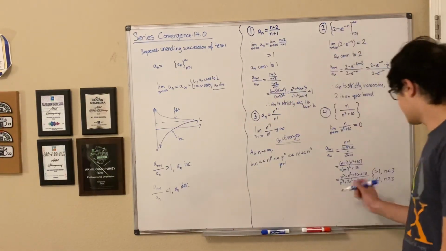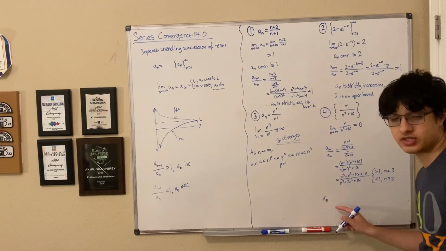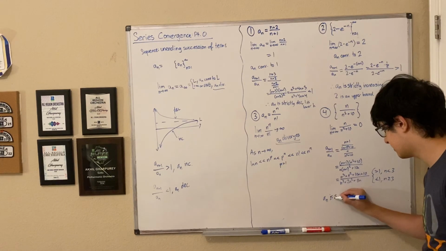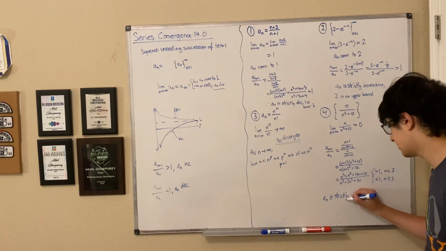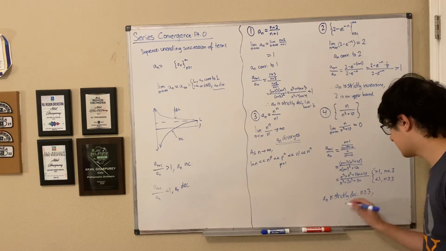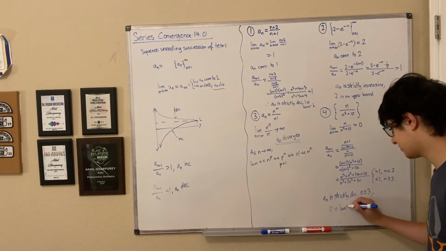So, as you can see, this is strictly decreasing for n greater than or equal to 3, which we also call eventually strictly decreasing, for n greater than or equal to 3. So, that means that 0 is a lower bound.